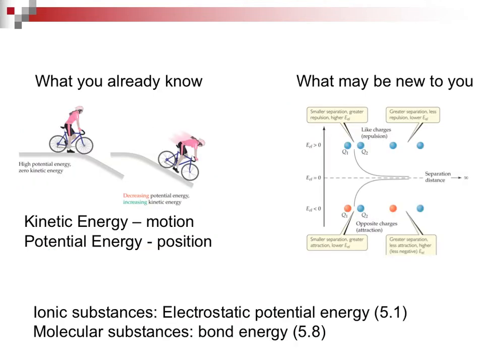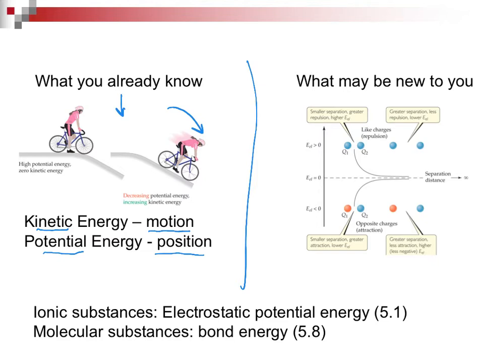So I kind of divided this into two pieces. On the left is what you already know. You already know that kinetic energy is the energy of motion. That's why there's the person on the bicycle. You know that potential energy is the energy due to position. So as a person leaves a hill, they have a high potential energy, and as they're standing still, a low kinetic energy. As they go down the hill, their potential energy is going to decrease, and they're going to see an increase in kinetic energy. So that's what you're bringing into our class.